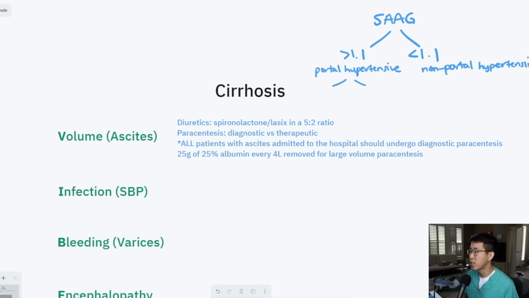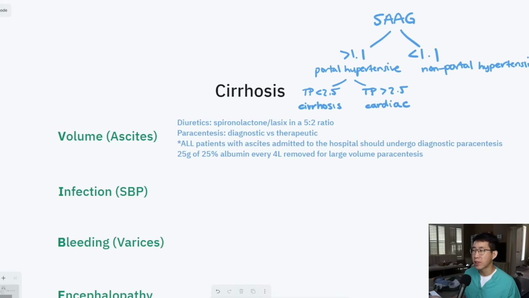The other branch point that we check here is whether their total protein is less than 2.5 or greater than 2.5. Typically when you see a lower total protein, that's going to be more consistent with cirrhosis, and a higher total protein is going to be consistent with cardiac ascites.